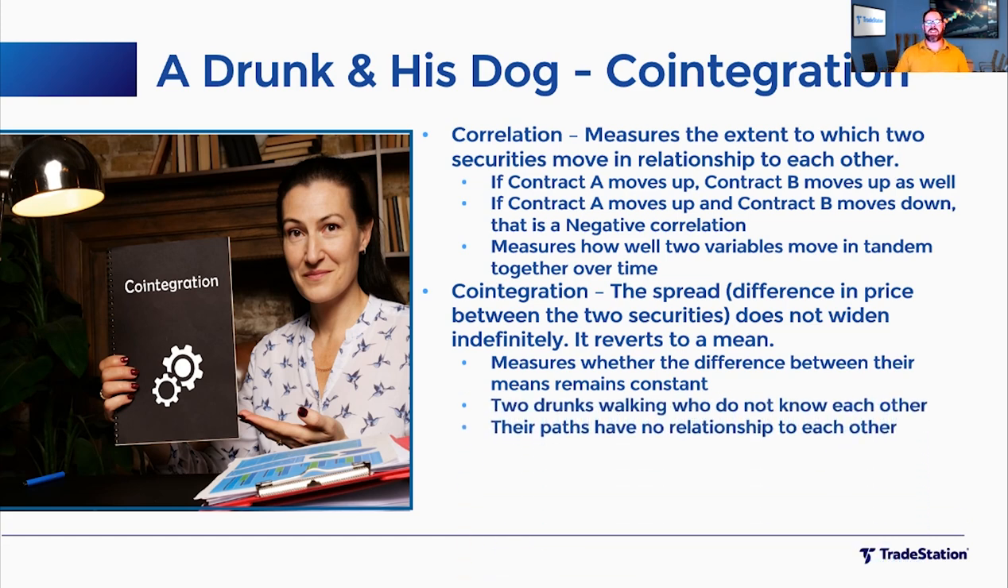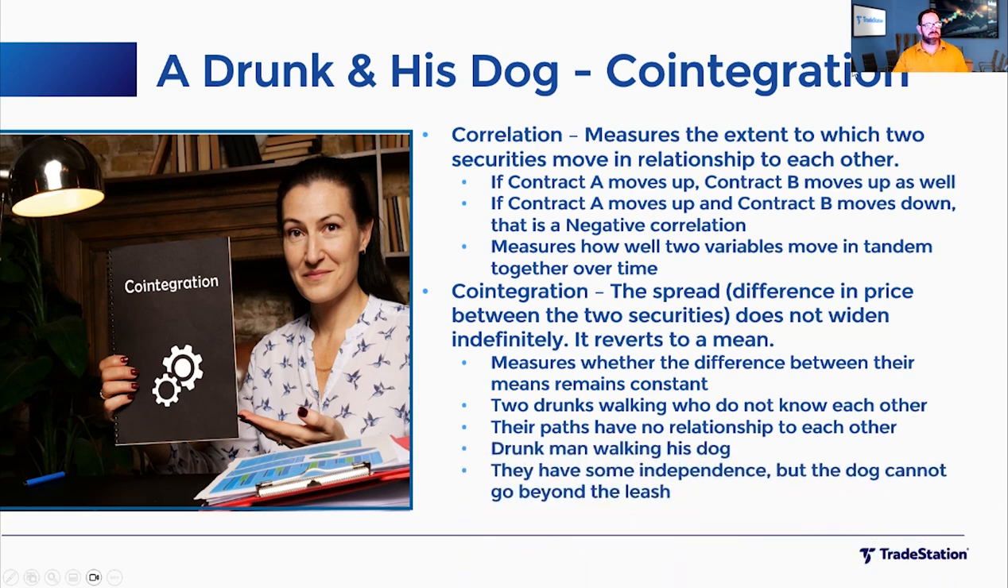So basically, if you have two people that don't know each other walking down the street, they're both drunk and walking on opposite sides of the street, they have no relationship to each other at all. And their movement will have no relationship to each other at all.